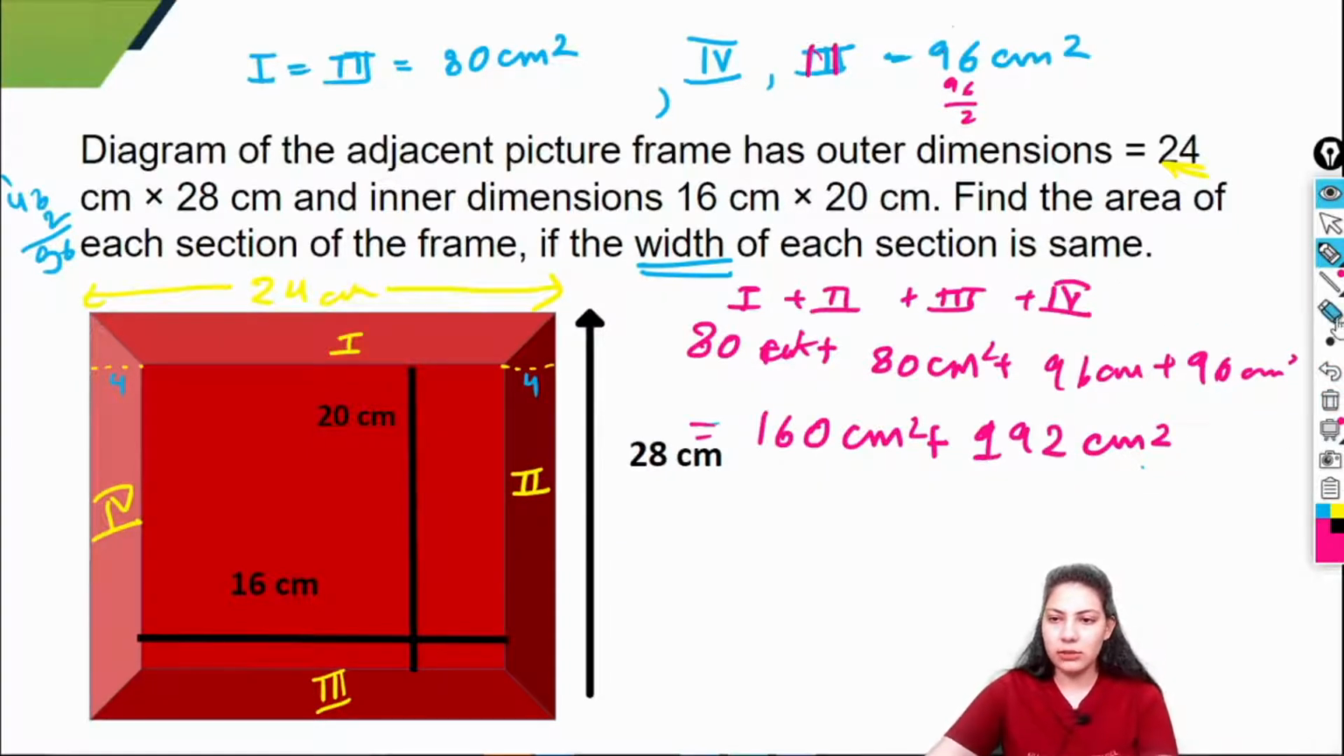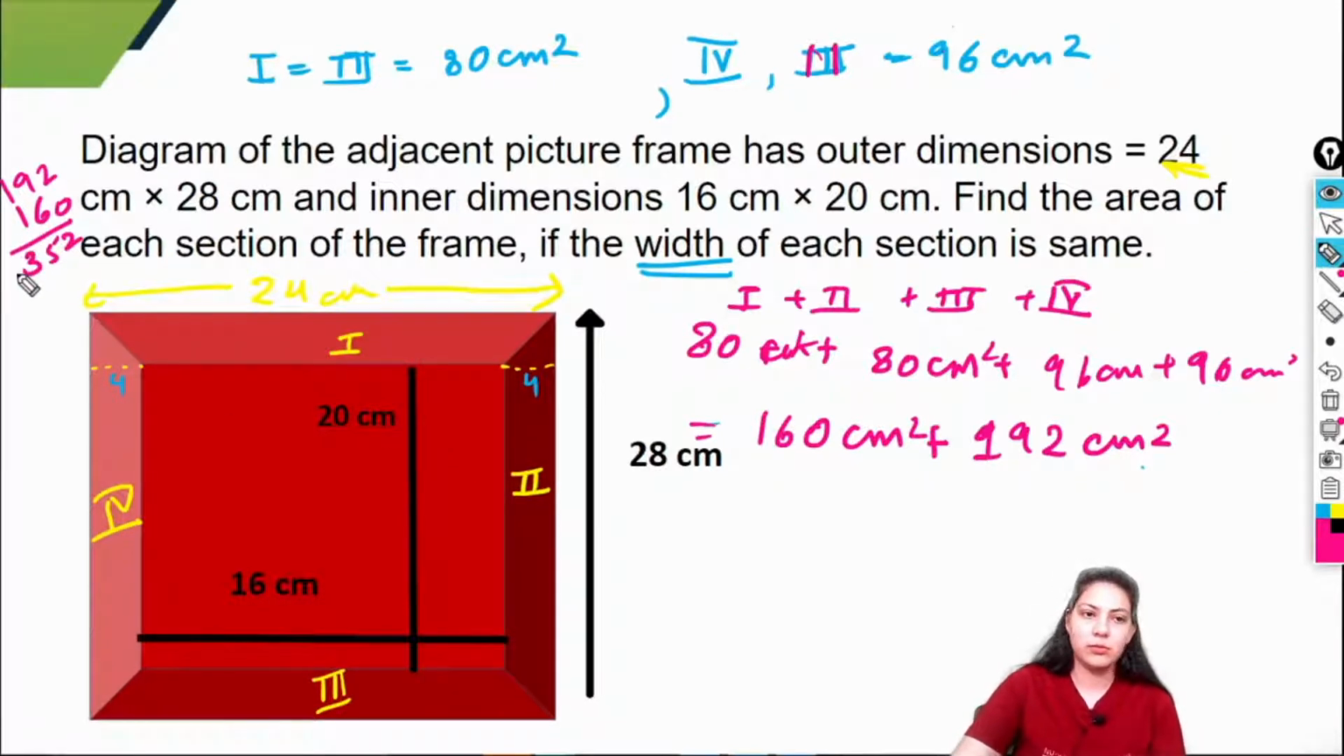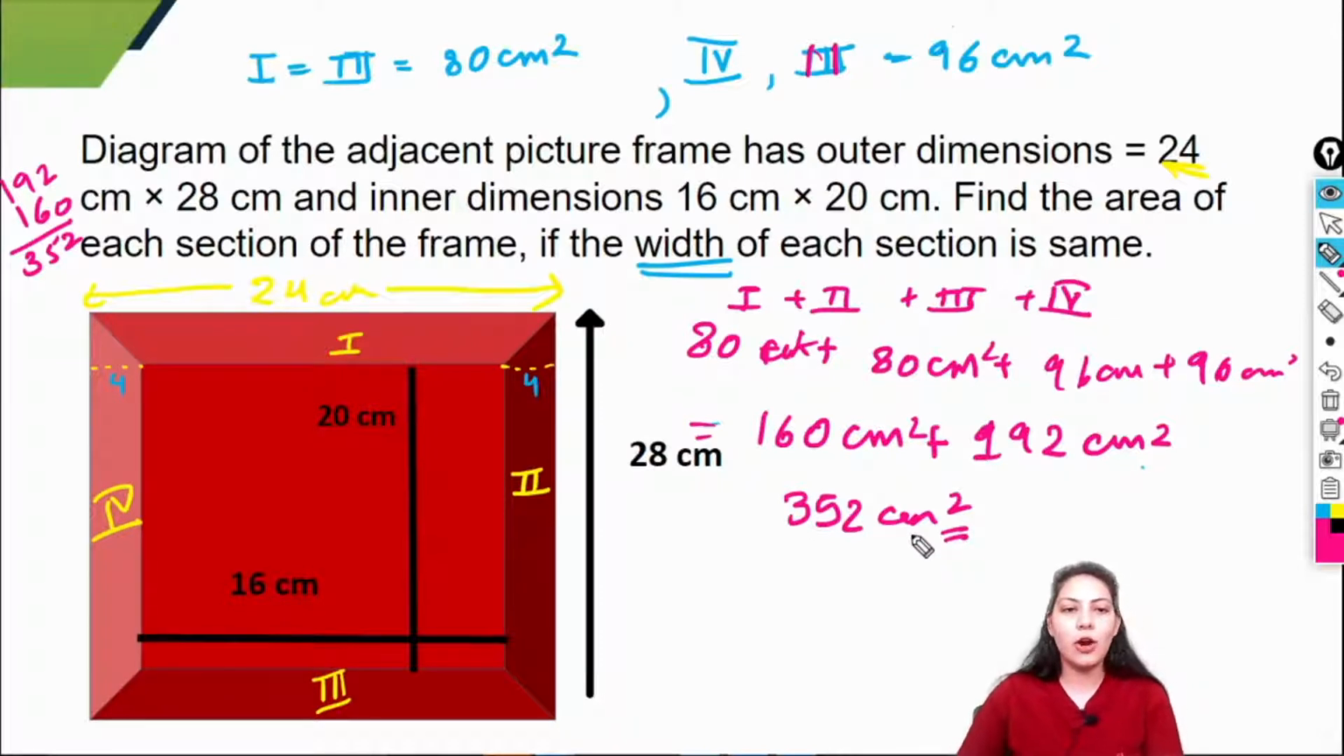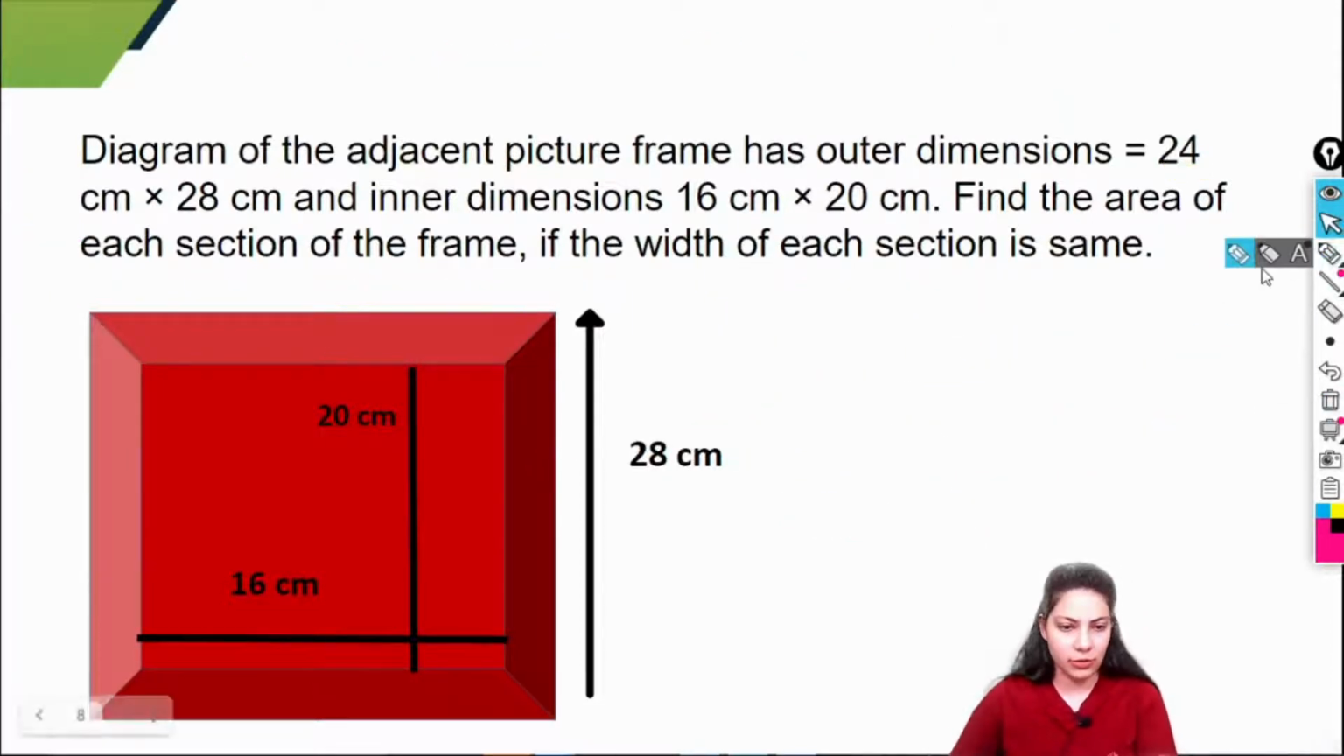And let me calculate here the rough work. 192 plus 160 would result as 352 centimeter square. So this is the answer of our whole total picture frame area. So I hope you understood it. Now let's move on to our next question.